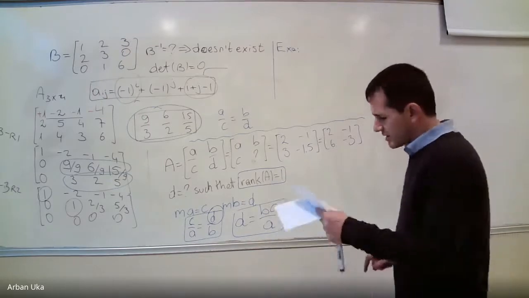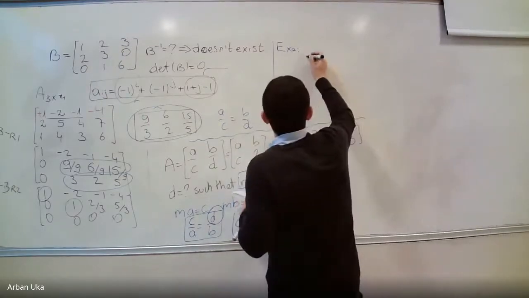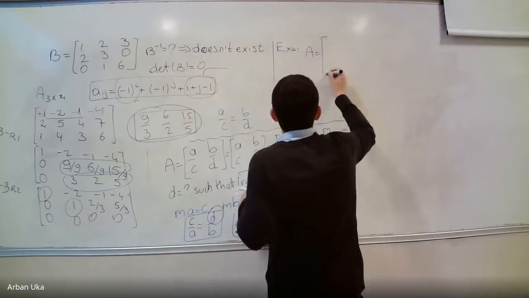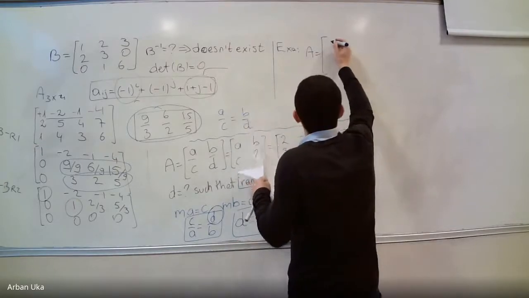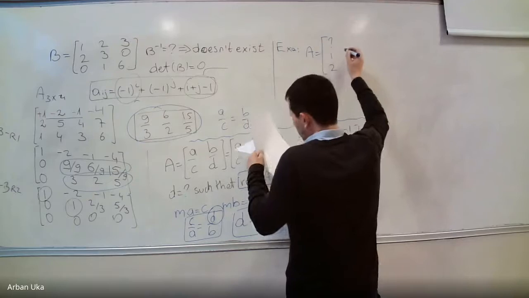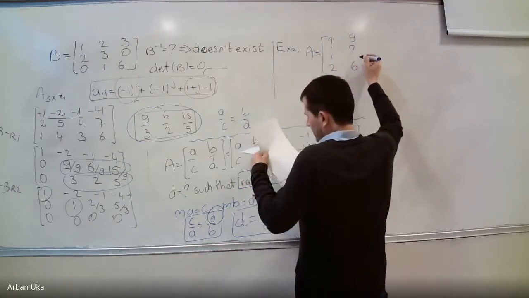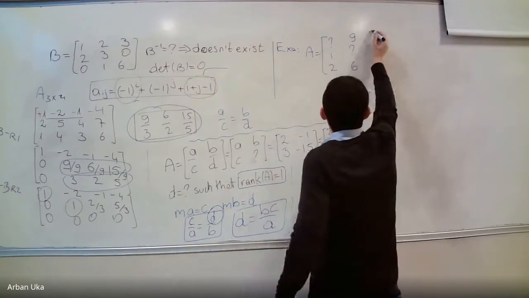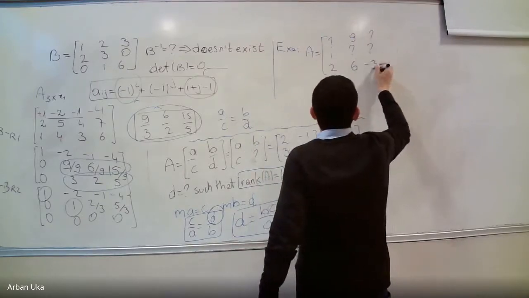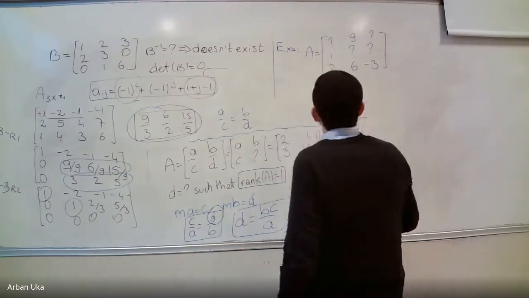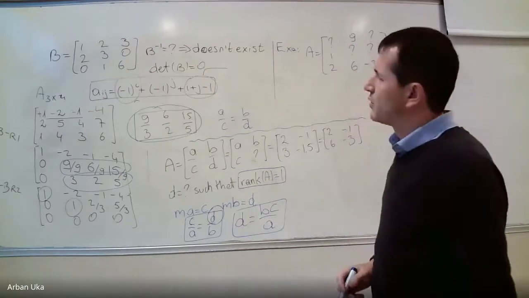Now let's see this other example. Let's assume the matrix A is given as follows. Here we have 1, 2, 9, 6, minus 3. Find A if the rank of A is 1.